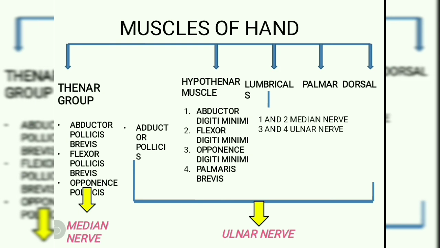But there is an exception. At the lumbricals, the first and the second lumbricals are supplied by the median nerve, and the third and the fourth lumbricals are supplied by the ulnar nerve. So here, the 3 thenar group muscles plus 2 lumbricals are supplied by the median nerve, and the rest of the muscles are supplied by the ulnar nerve.